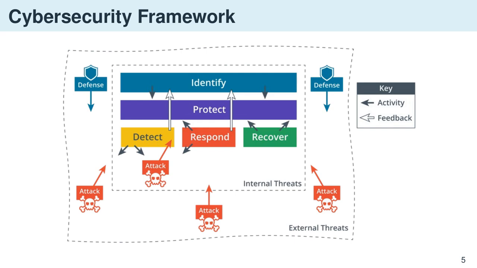One widely adopted example is the NIST Cybersecurity Framework. Developed by the National Institute of Standards and Technology in the U.S., it consists of 5 core functions. Identify: understand the organization's assets, risks, and resources. Protect: implement controls to secure systems and data.